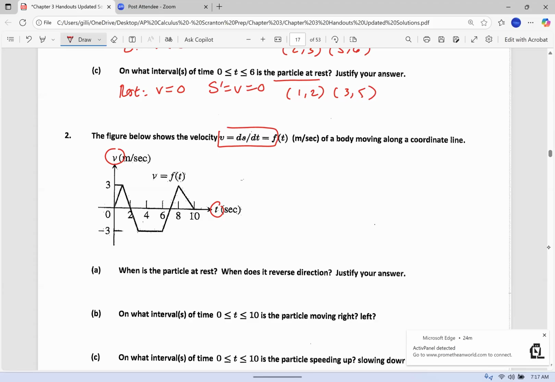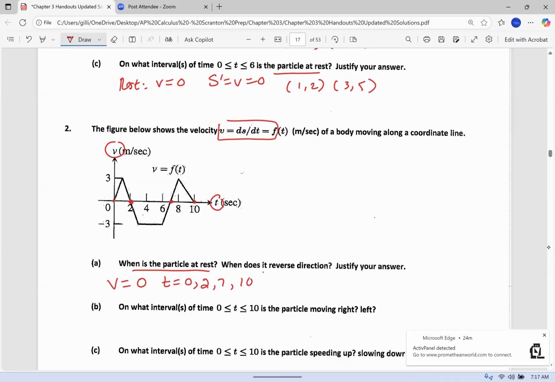So the first question is, when is the particle at rest? That triggers when velocity equals 0. Well, I'm given the graph of v. So the velocity equals 0 at time t equals 0, 2, 7, and 10. We're just going to bank on that being 7.